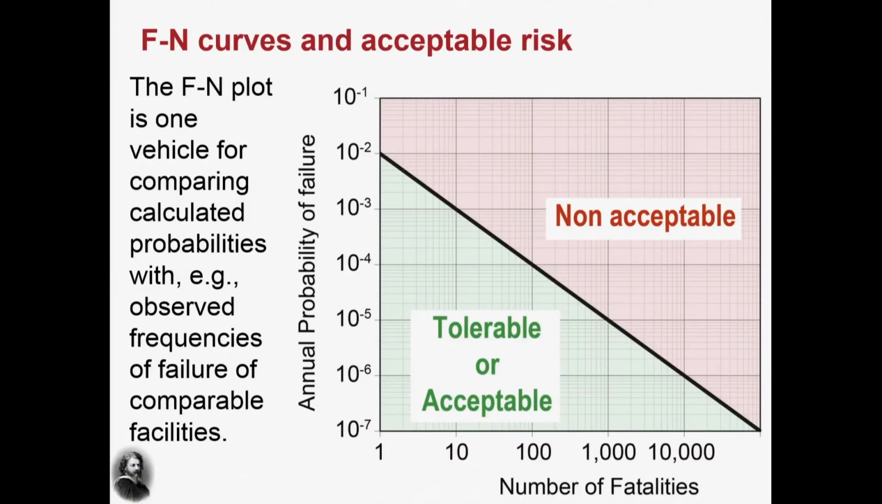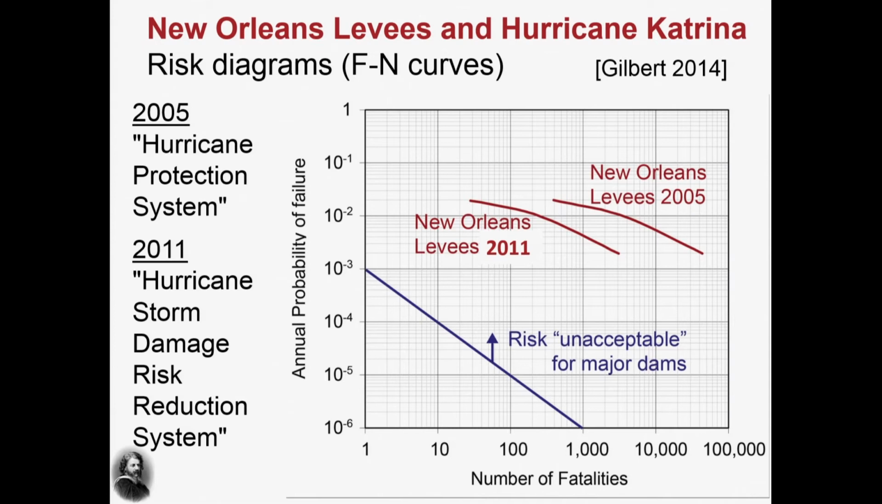And then we usually divide an area which is tolerable or acceptable and an area which is non-acceptable. We'll see a bit more of that later. And then what you want to do, if you're too high in non-acceptable, is either reduce the consequence, less fatalities, or reduce the annual probability of failure, or reduce the hazard, the probability of the levee being overrun. Now here is how these FN curves plot for the New Orleans levees.